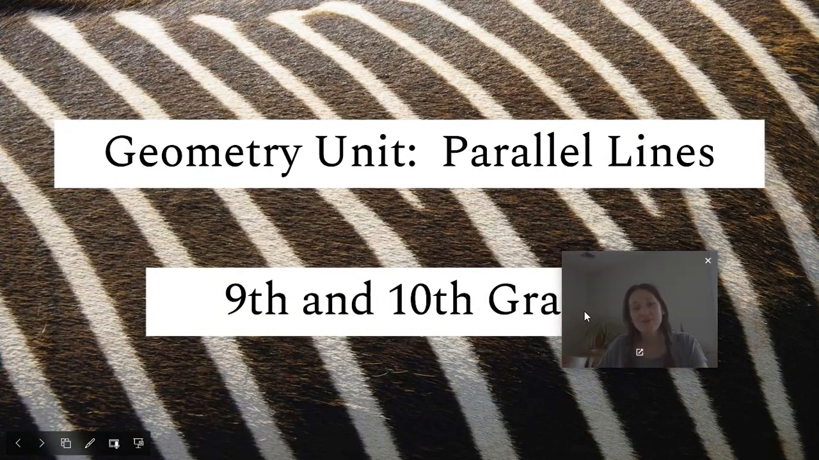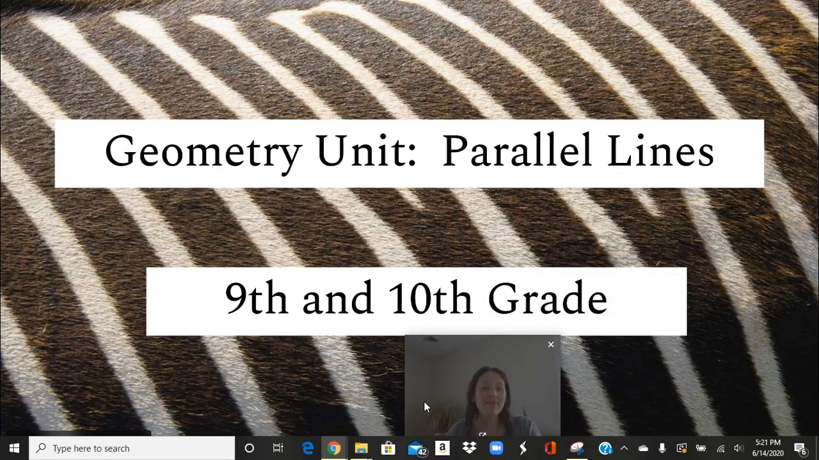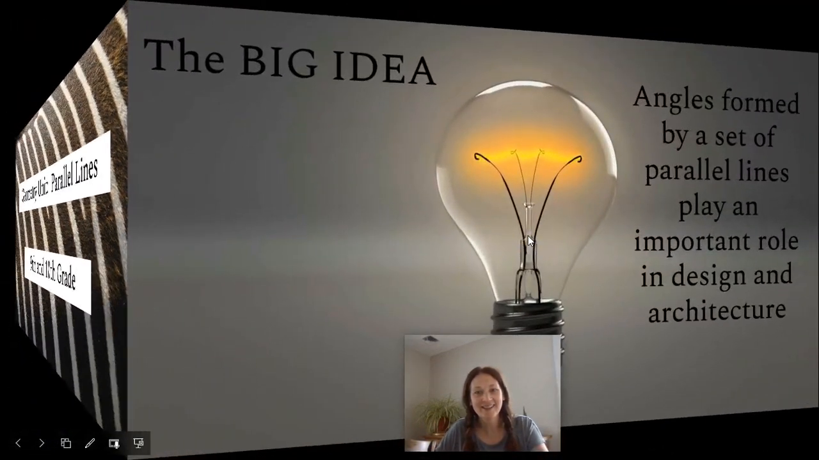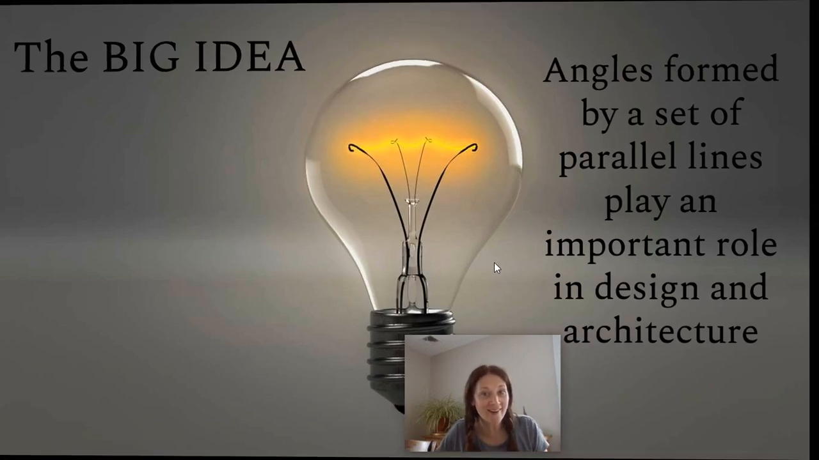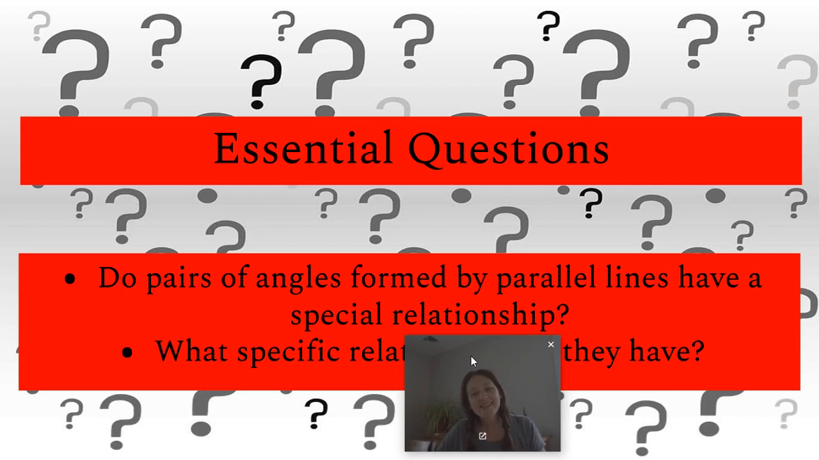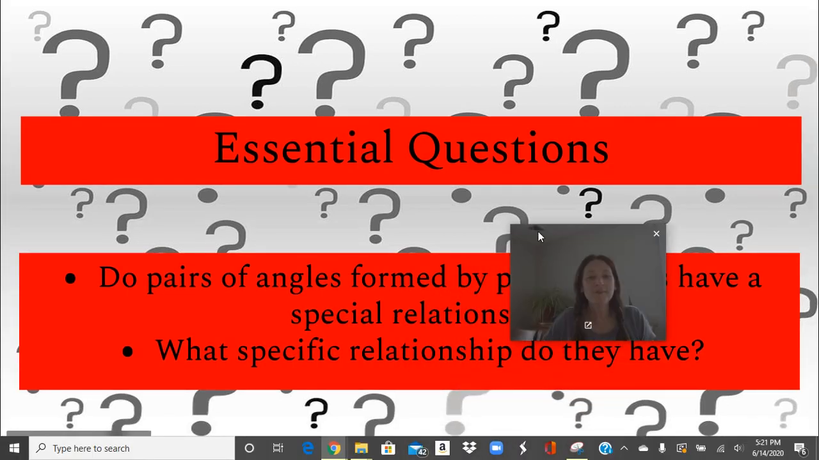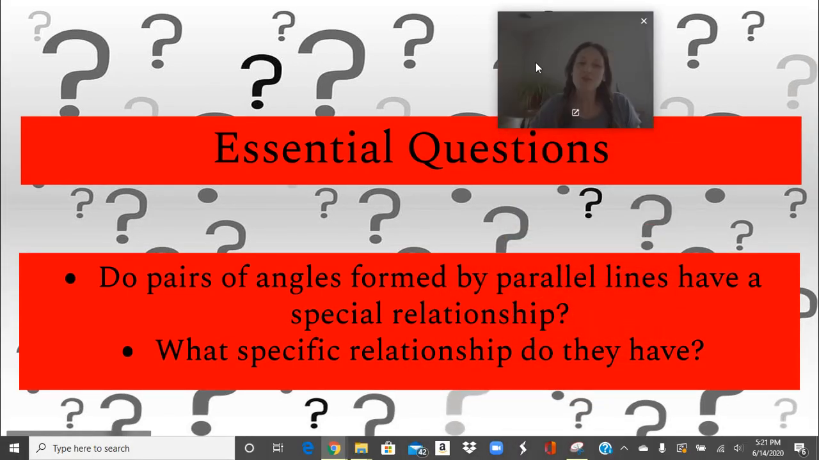So I've decided to do a unit on geometry with parallel lines for 9th and 10th graders. Now, the big idea is that angles formed by a set of parallel lines play an important role in design and architecture. And the essential questions that I want them to be able to answer are, do pairs of angles formed by parallel lines have a special relationship? And what special relationship do they have?